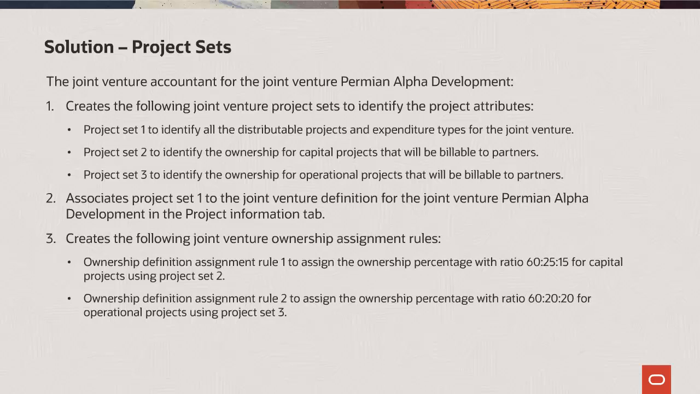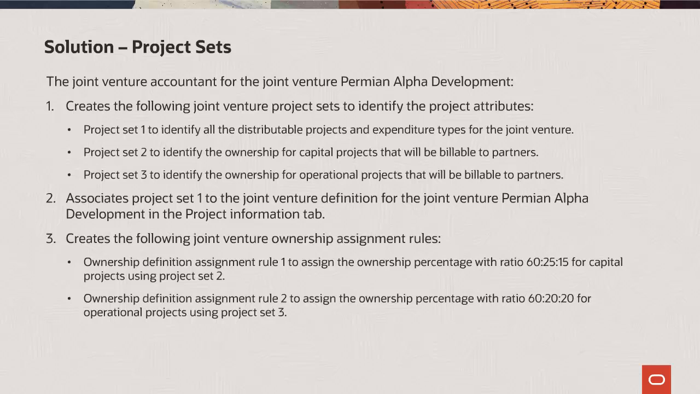Project set 2 to identify the ownership for capital projects that will be billable to partners. Project set 3 to identify the ownership for operational projects that will be billable to partners. Associates project set 1 to the joint venture definition for the joint venture Permian Alpha development in the Project Information tab. Creates 2 joint venture ownership assignment rules.